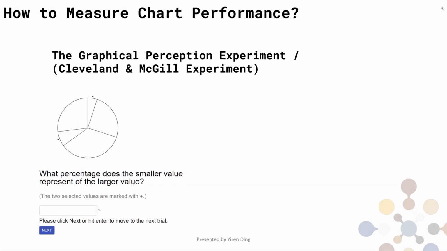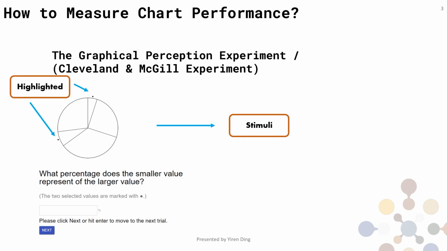So, how can we measure and model the performance of different charts? One well-known study to measure it is the graphical perception experiment developed by Cleveland and McGill. It shows a chart as a stimulus, with 2 elements highlighted. And the question is, what percentage does the smaller value represent of the larger value? The range of answers is from 0 to 100.